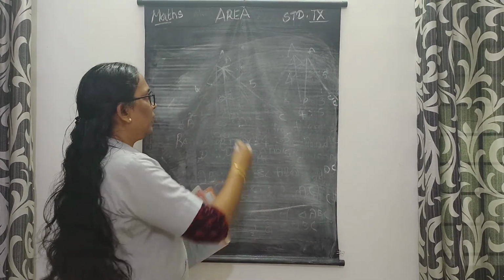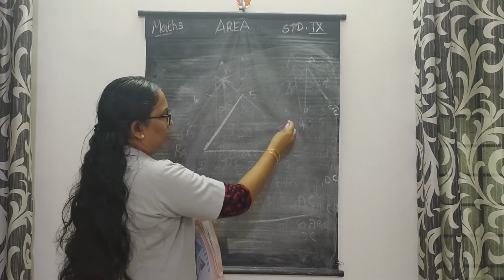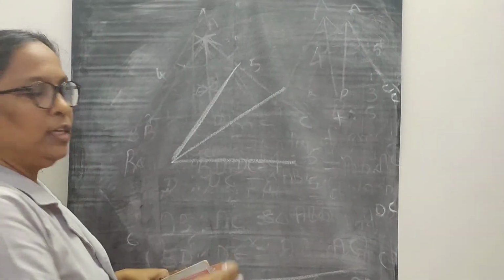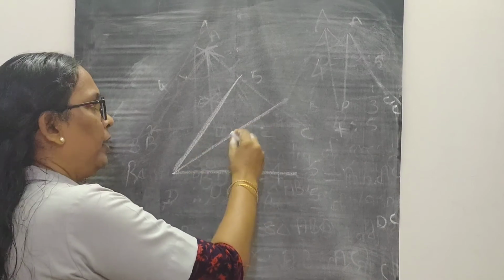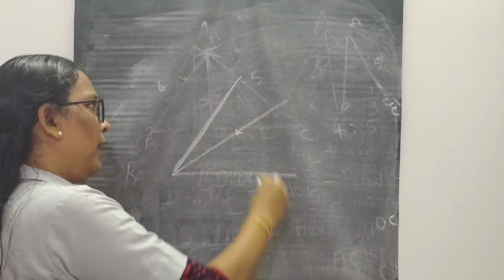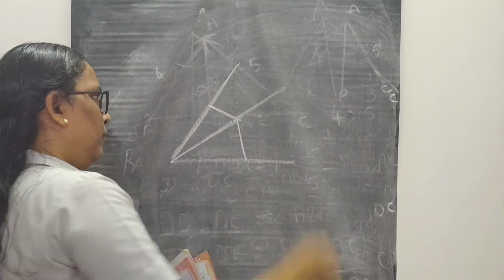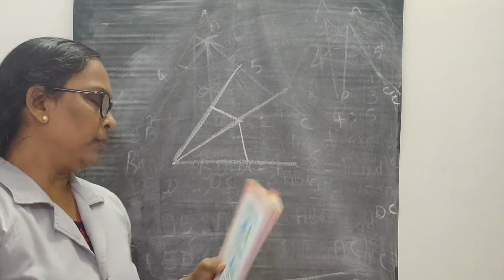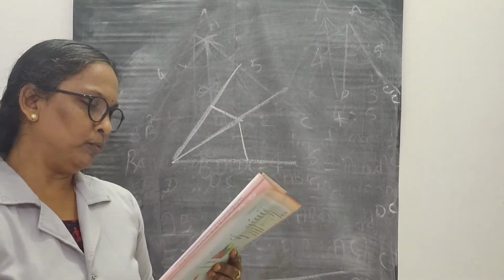So we need an angle here, and there is a bisector. We can draw perpendiculars from any point on this bisector. You can take any point here and draw two perpendiculars. The question is, these perpendicular distances are equal. These two distances are equal. That we have to prove.